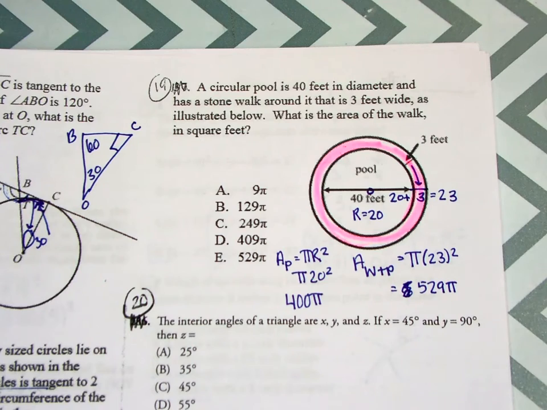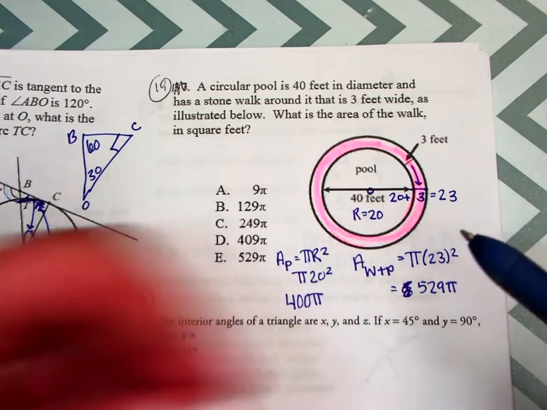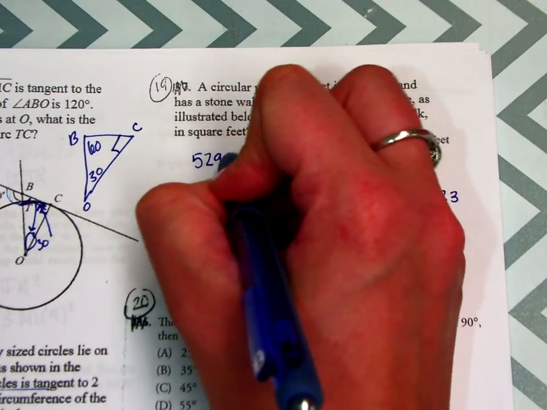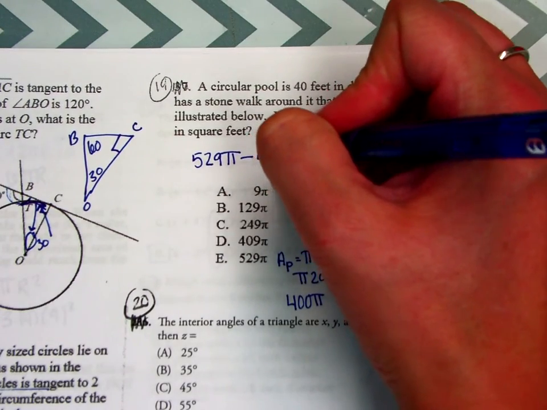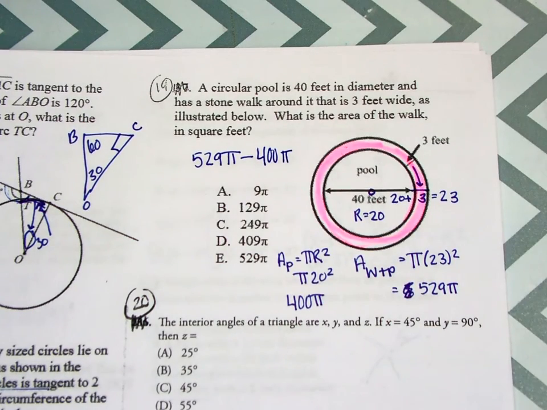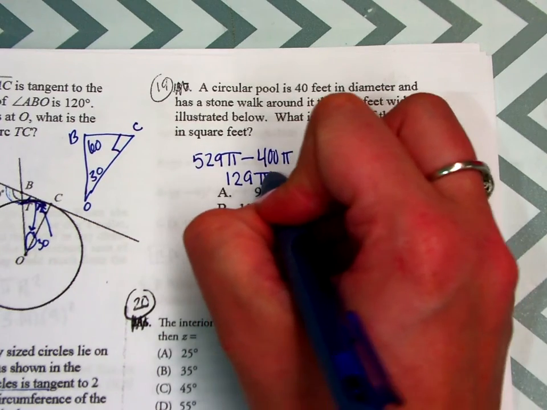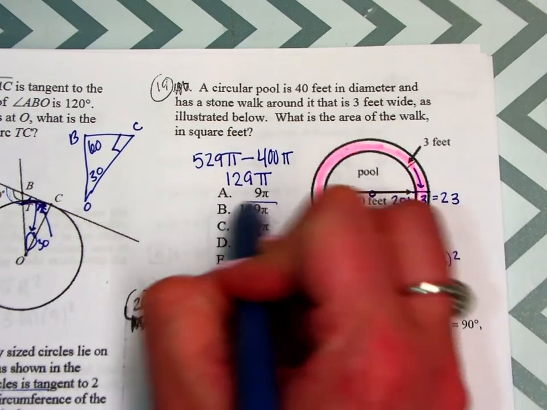Now, in order to find the area of just the walkway, I have to remove the area of the pool. So I have to take my original area of 529 pi and subtract the pool because I want to remove that area. So 529 minus 400 is 129, and the pi just stays because it's a variable. It's just like doing 529x minus 400x. It would be 129x. Pi is a variable just like x. So the area for our walkway is 129 pi.